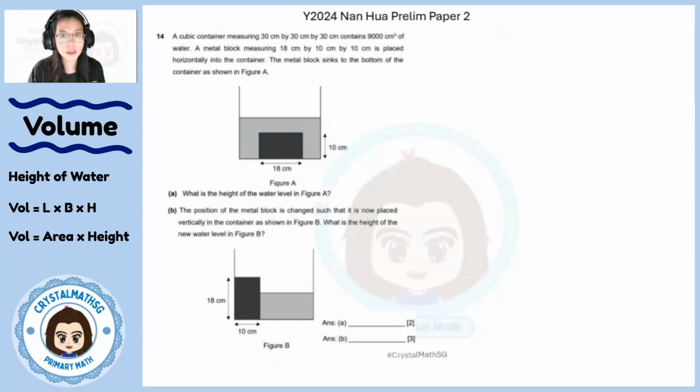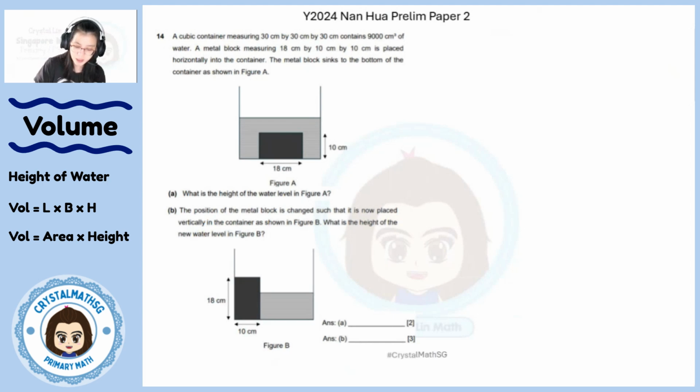The next question is on volume. This is a very unique question. There's a container inside, and this container is being turned around from horizontal to vertical in part B. Okay, the way of doing it is still the same.